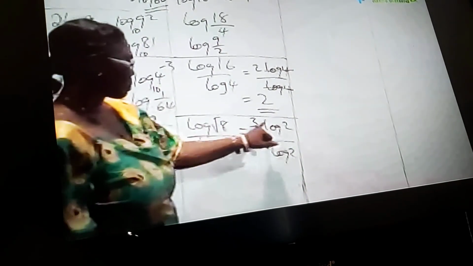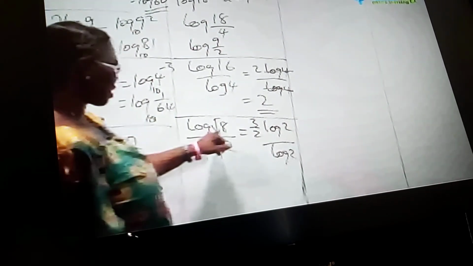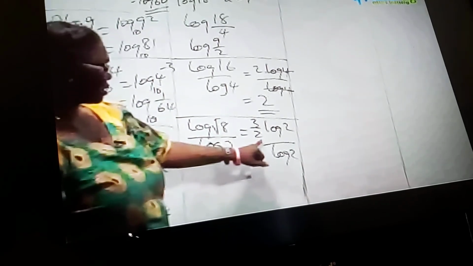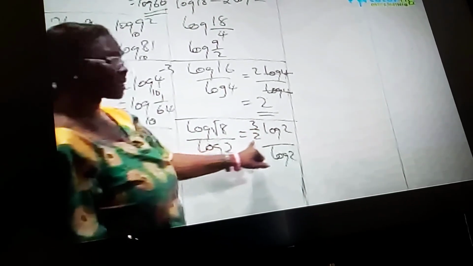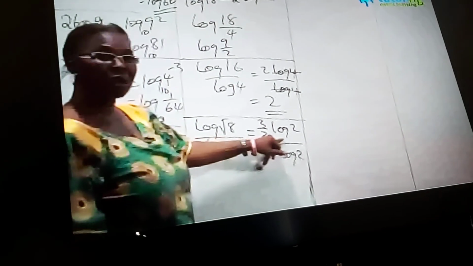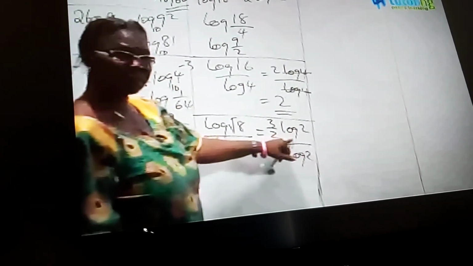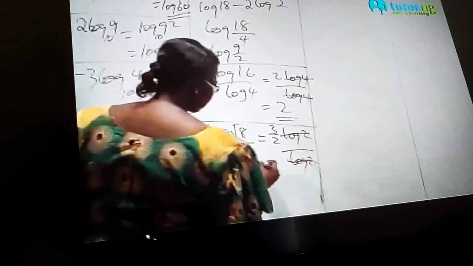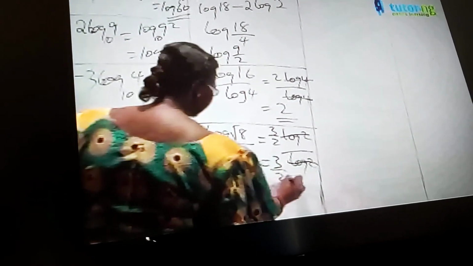2 is raised to power 3 to get 8, and the square root means power half. So half times 3, that's where the 3 over 2 comes from. This is the third theory of log, the power law. And so log 2 cancels log 2, and our answer is 3 over 2.